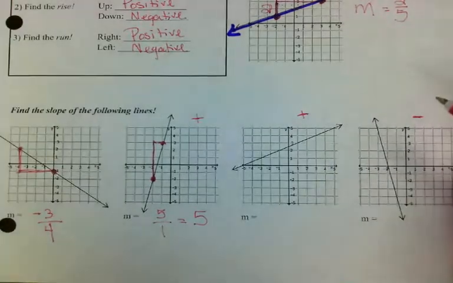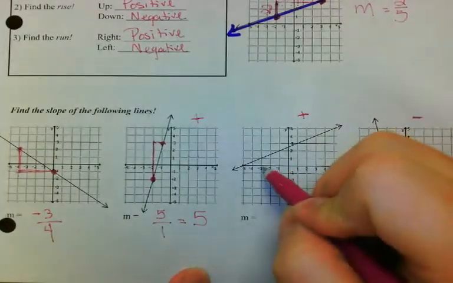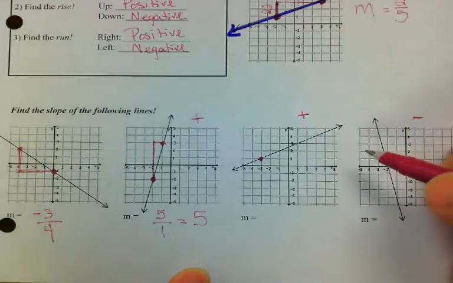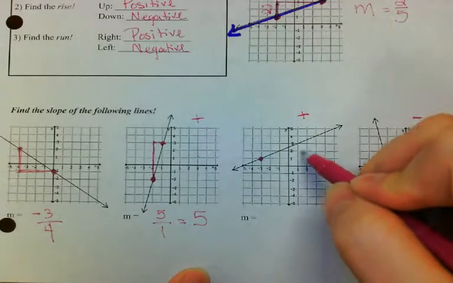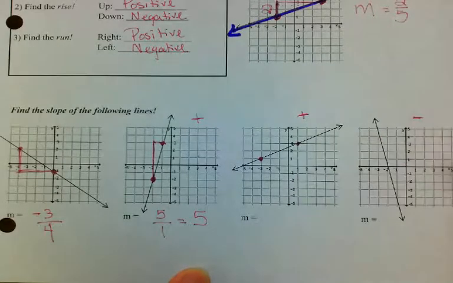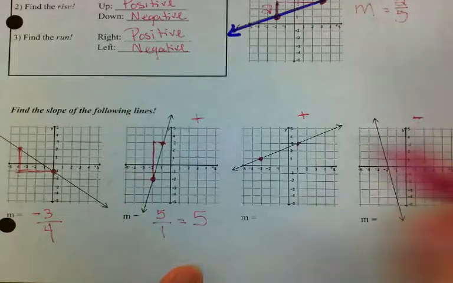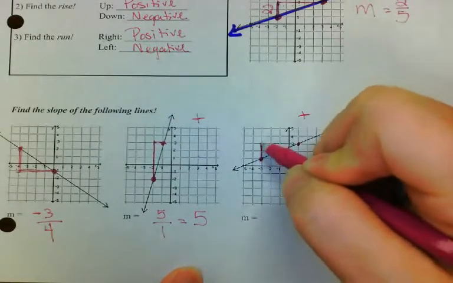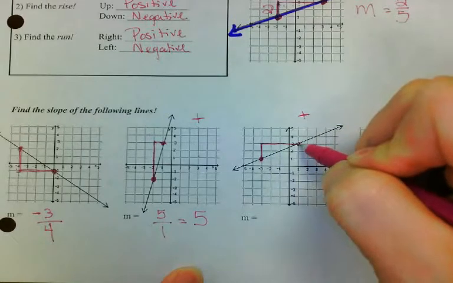Alright, on the next one, again, let's find our two good points. So I'm going to use -3, 1, and then I'm also going to use 1, 3. So here are my two good points. So we're going to start at the farthest left. I'm going to go up, and then I'm going to go over.